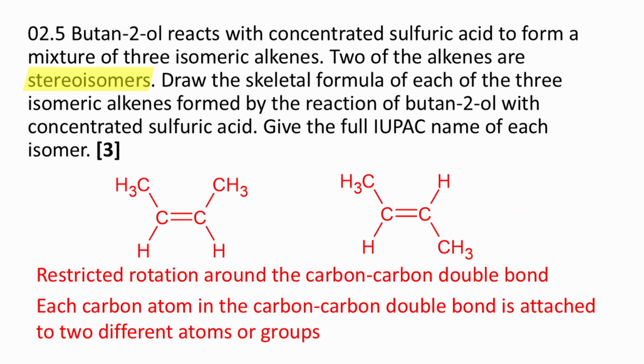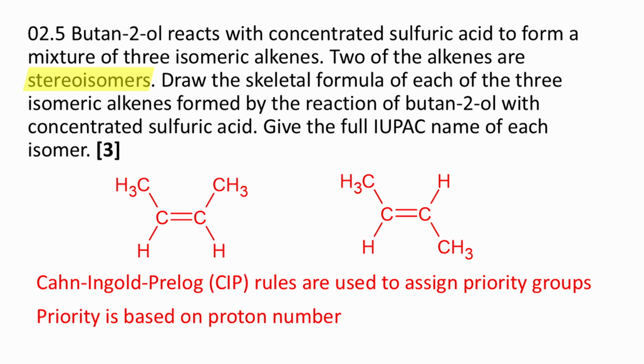EZ isomerism occurs due to the restricted rotation around the carbon-carbon double bond. Each carbon atom in the carbon-carbon double bond is attached to 2 different atoms or groups. The structures of the E and Z isomers are shown here. To work out which one of these is the E isomer and which is the Z isomer, Cahn-Ingold-Prelog rules are used to assign priority groups. Priorities are based on proton numbers.